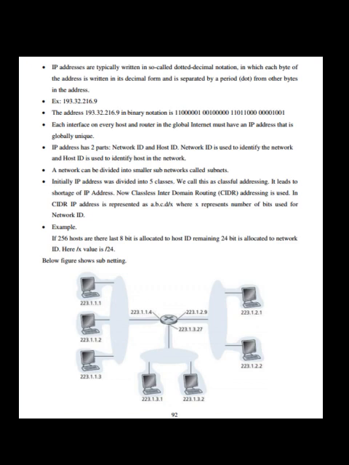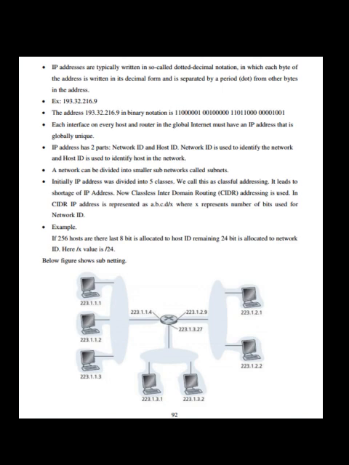Example: 193.32.216.9. The address 193.32.216.9 in binary notation is 11000001 00100000 11011000 00001001. Each interface on every host and router in the global internet must have an IP address that is globally unique.